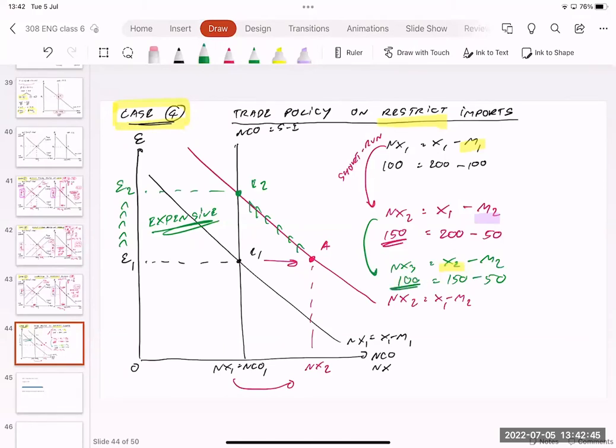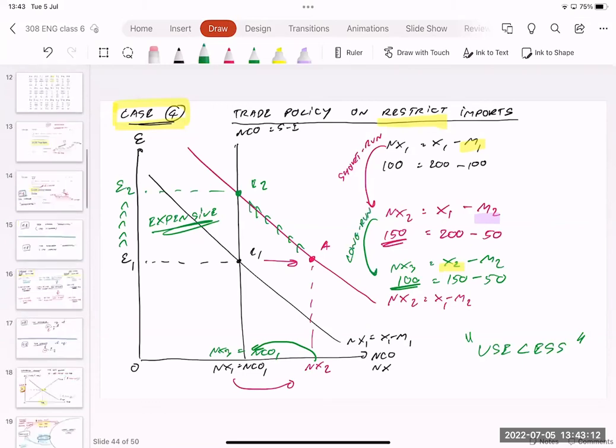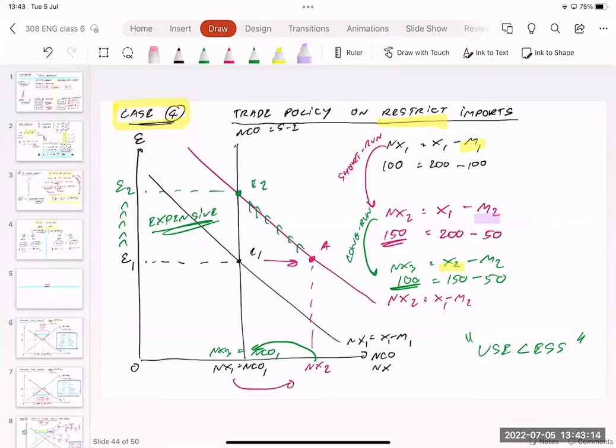So in the long run, it's actually not good, because everything in your country starts to become more expensive. NX goes back to NX3, which is equal to NCO1 again, back to the same point. So we can say that this policy only has a benefit in the short run. In the long run, it's actually useless.